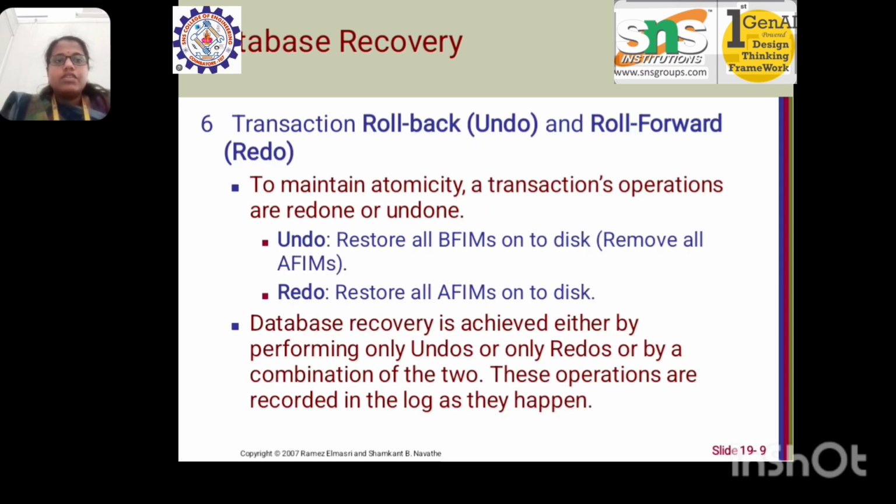Next one is the transaction rollback, that is undo, and roll forward, that is redo. To maintain atomicity, a transaction's operations are either undone or redone. Undo means restore all BFIMs on the disk, removing all AFIMs, that is before and after images. Redo means restore all the after images on the disk. Data recovery is achieved either by performing only undos or redos, or by a combination of both. These operations are recorded in a log as they happen.